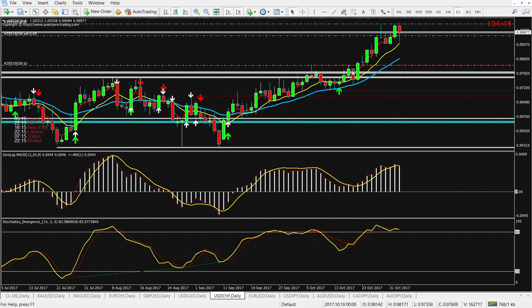USDCHF, I had a sell signal here as well, according to this pin bar, and it just formed, touched the 8 EMA and it's going up. So I think this trend is gonna continue up, so I just wait. Maybe it doesn't, maybe it touches my stop loss.